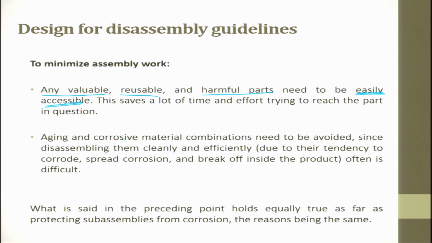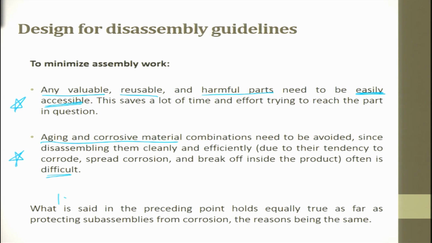Aging and corrosive material combination need to be avoided. So, if a material undergoes both the cycles simultaneously, it is going to be a deadly influence. So, aging and corrosive material combination need to be avoided, since disassembling them clearly and efficiently is a big challenge, often is difficult. These two are very important points, please keep it in mind.